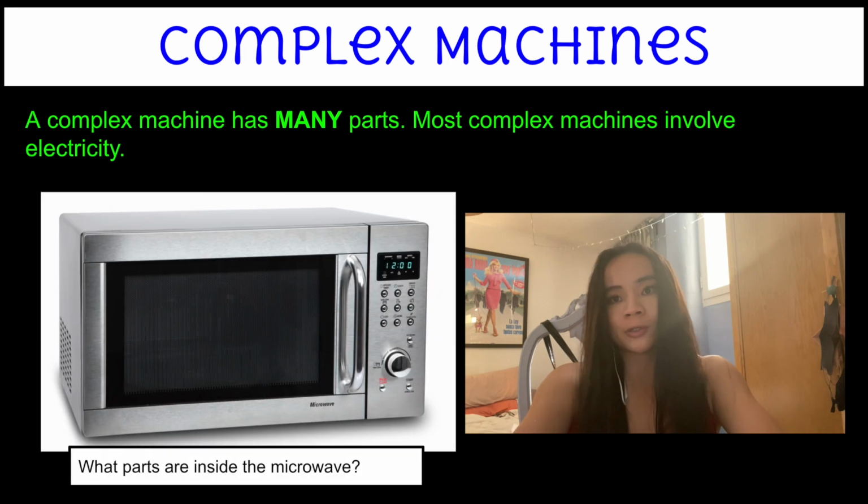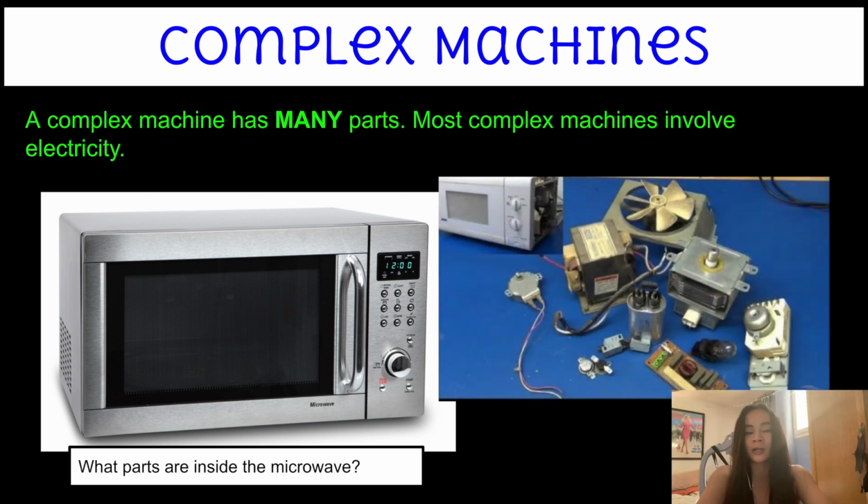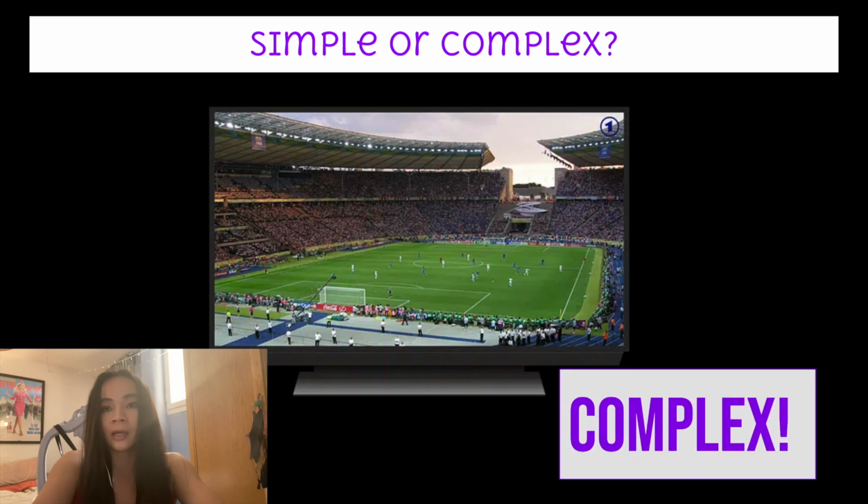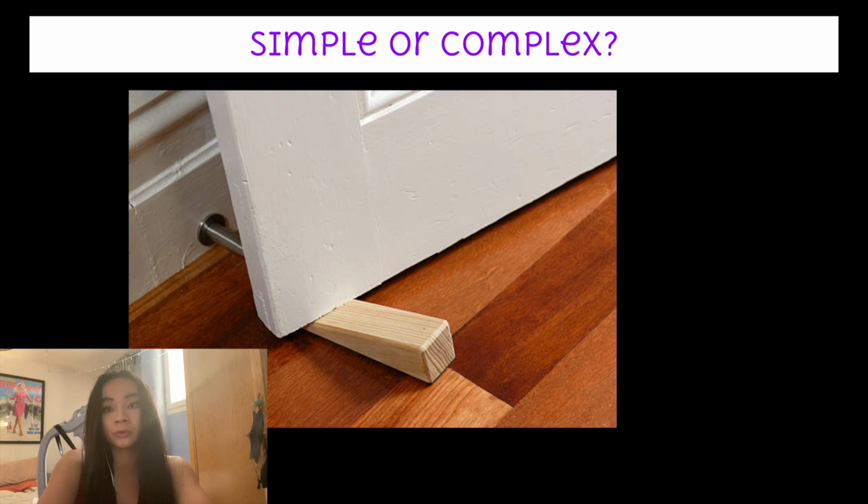Have you ever wondered what the inside of a microwave looks like? What parts make up a microwave? It's right here. There are so many parts that make up a microwave. It's very complicated, so we call it a complex machine. Is this machine simple or complex? Complex. And what is this thing called? A television.